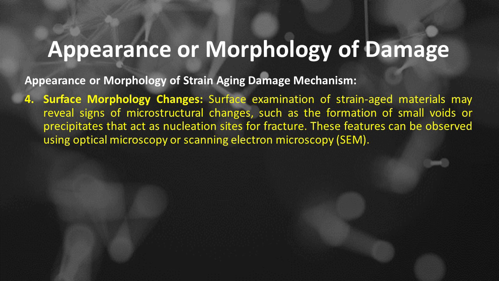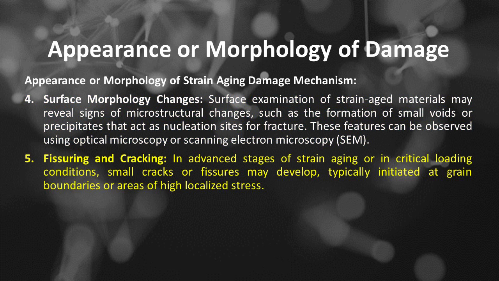Number 4 is surface morphology changes. Surface examination of strain-aged materials may reveal signs of microstructural changes, such as the formation of small voids or precipitates that act as nucleation sites for fracture. These features can be observed using optical microscopy or scanning electron microscopy, or SEM. Number 5 is fissuring and cracking.